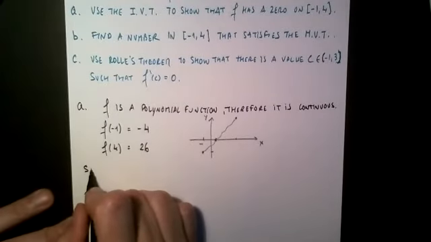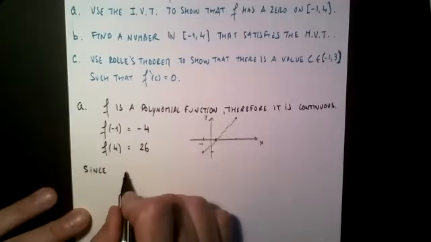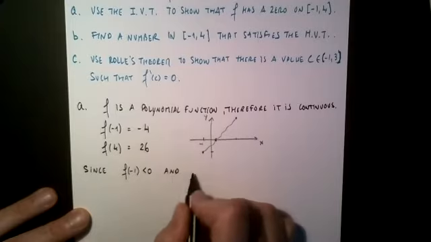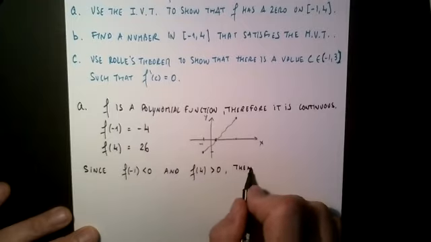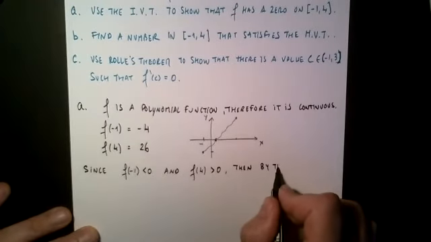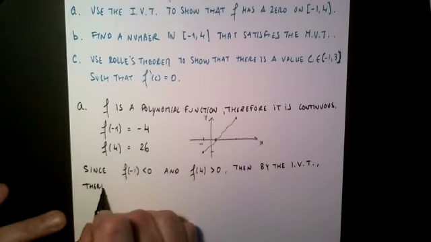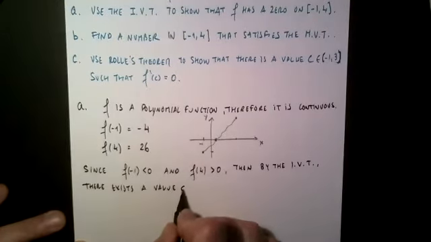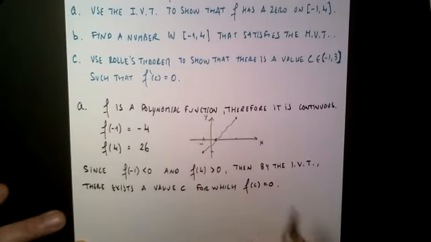So since f of -1 is less than 0 and f of 4 is greater than 0, then by the intermediate value theorem, there exists a value C for which f of C is 0.